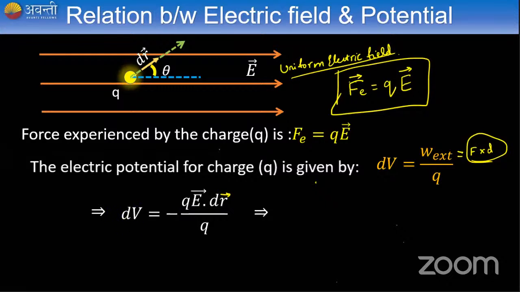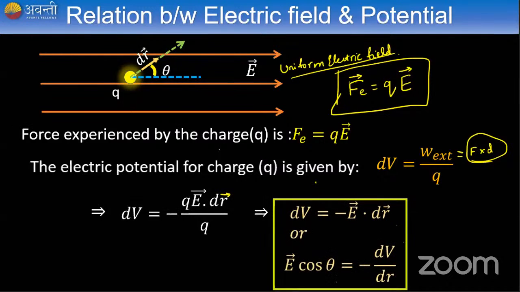Now, my change in potential is given by minus Q into E dot dr by Q. What is the relation we get from here? We get a relation between the electric field and the electric potential as dV is equal to minus E dot dr.